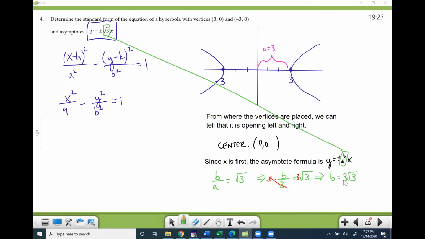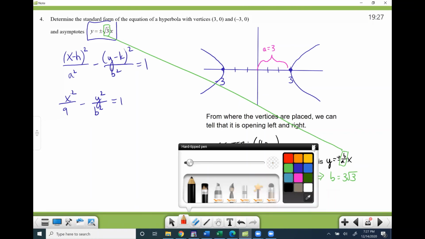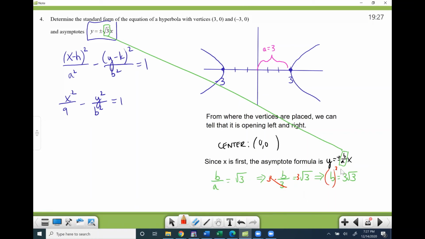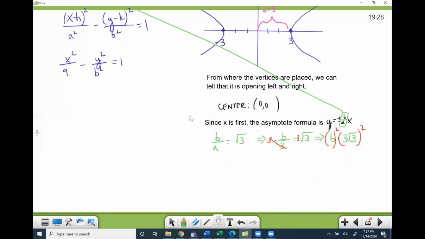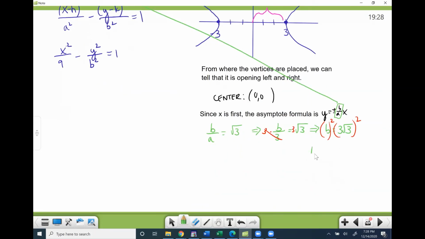To put it back into the formula, we have to square it though. We don't want b, we want b squared. So if you square that, you've got to square the 3, which will get you 9, and you've got to square the square root, which will make the square root go away. So b squared is 27. So we are done.